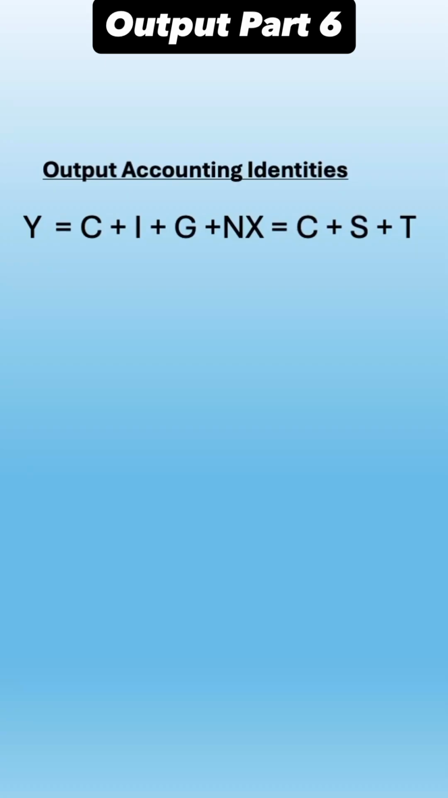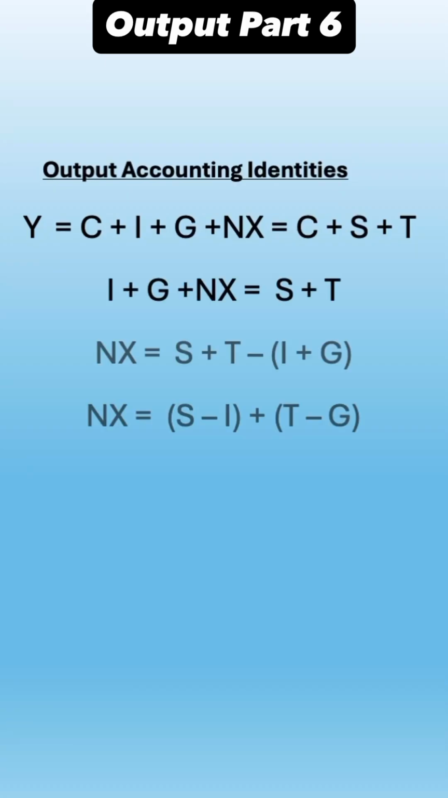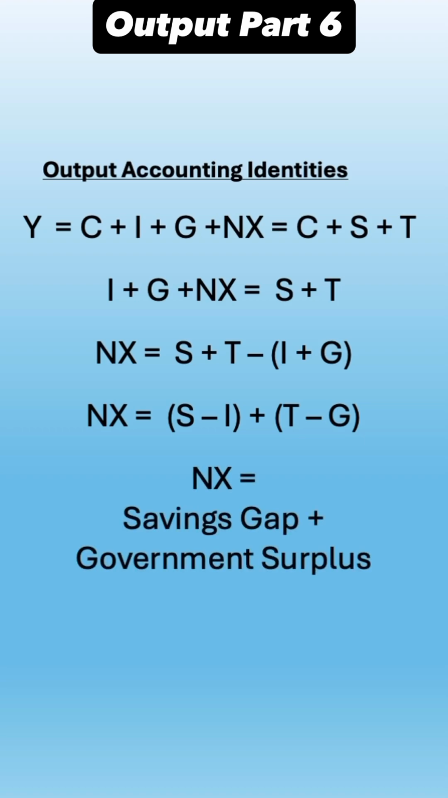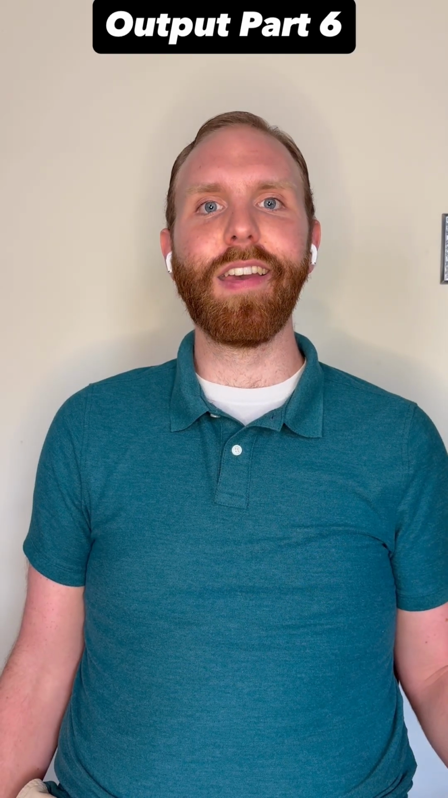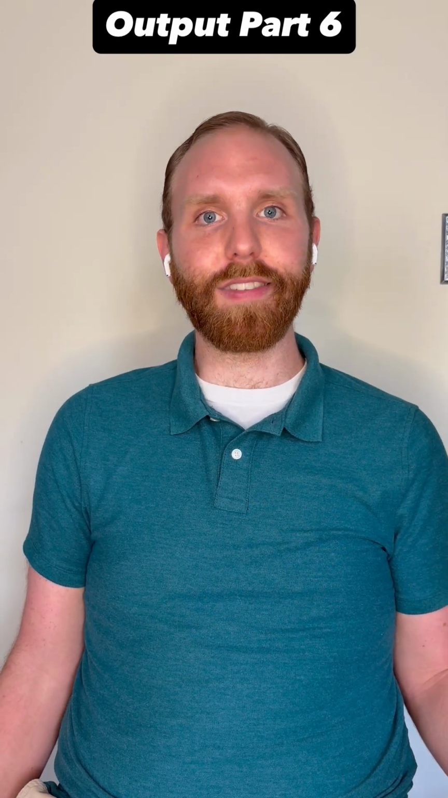Seeing these equations each equal to each other, and simplifying, we find that net exports are equivalent to savings minus investment and net taxes minus government spending. Now, what is that, T minus G? It's actually equal to the government surplus, or deficit if it's negative, which here in the United States, in recent decades, it almost always is.